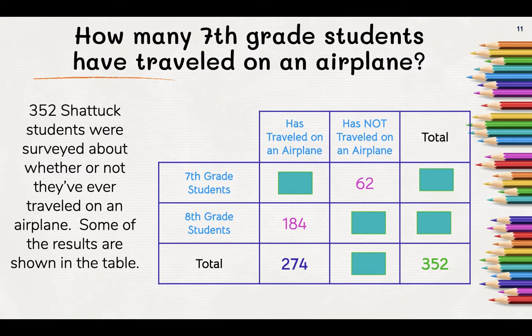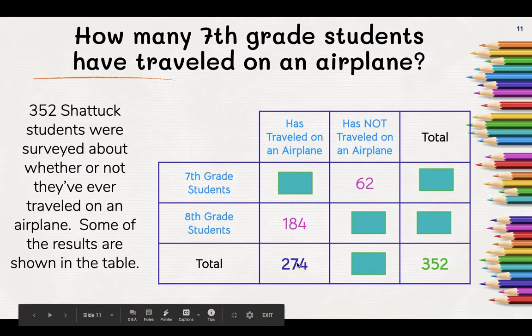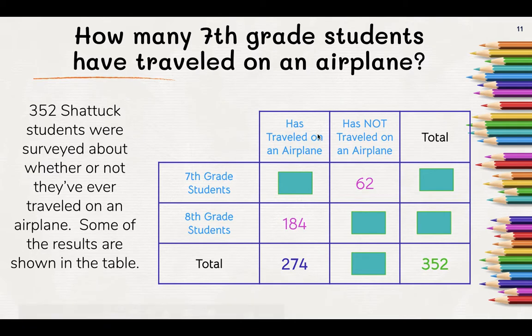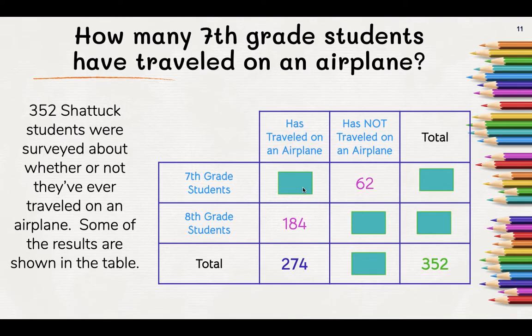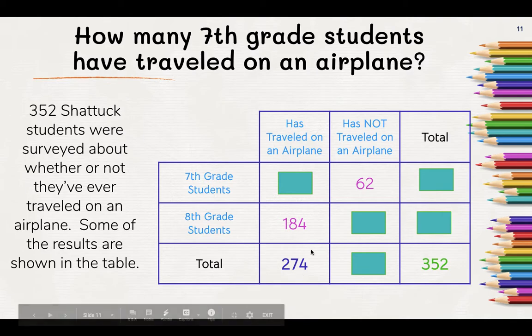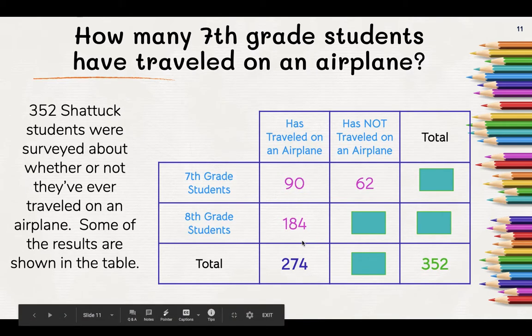All right, let's start. So what we're going to do, let's try to do this column. We're looking at, being that we know the number of students that have traveled on an airplane is 274. Of those 274, 184 of them are 8th graders. So to find how many 7th graders there were, we're going to subtract these two numbers. And when we subtract those, we're going to get 90. So 274 minus 184 will equal 90.